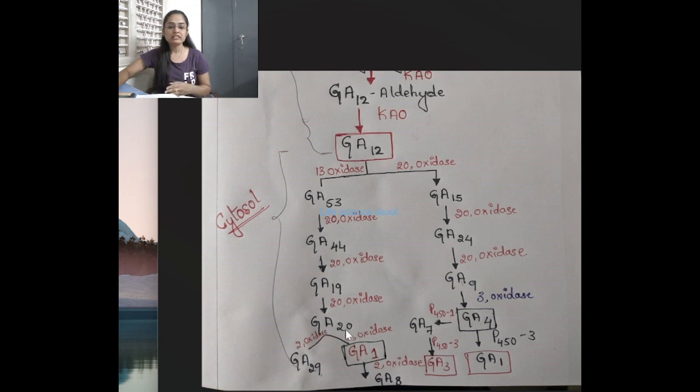And then this GA20 is converted into GA1. So which is very important. GA1 is the one that helps plant growth. Okay, GA20 is converted into GA1 by an enzyme that is GA3 oxidase. So this minor difference you have to remember. And then GA20 is converted into GA29 by a GA2 oxidase. Okay, not GA20 oxidase, GA2 oxidase.